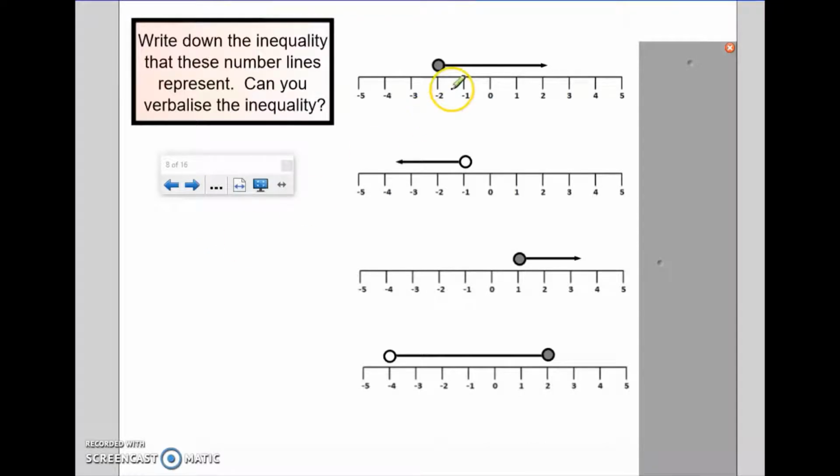Okay, welcome back. If we look at the first one, we can see that it's a shaded circle and we are looking for numbers greater than. So your inequality could look something like this. You could have used any letter. I've chosen to use an A.